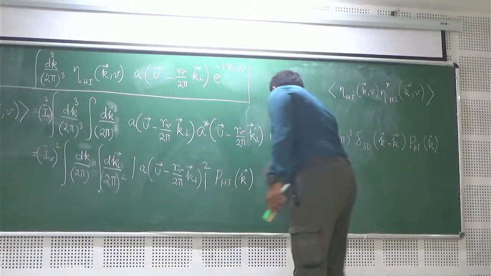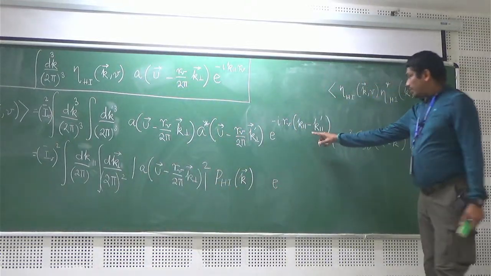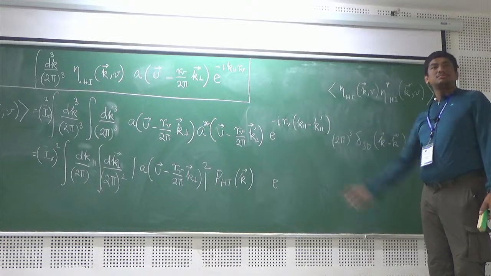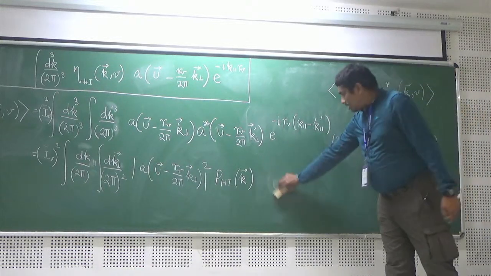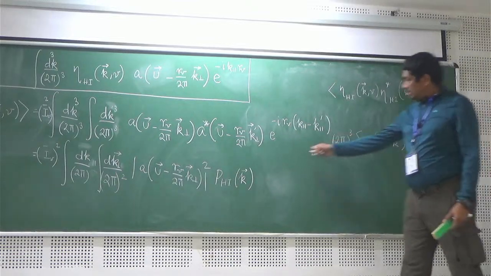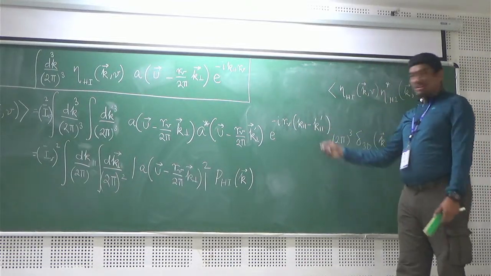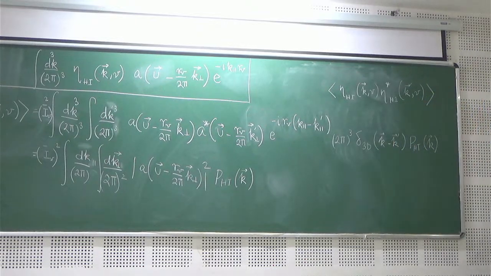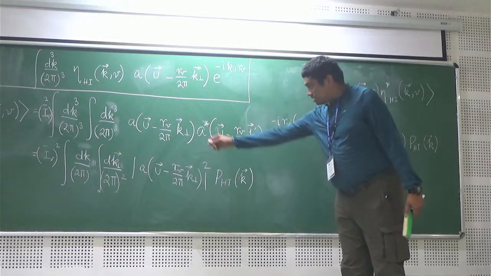And then I have e to the power. What will this become? 1. And then the exponential. What will this entire thing become? K parallel minus K perpendicular prime. Both of them are same. 0. So this will become 1. That's what you say.